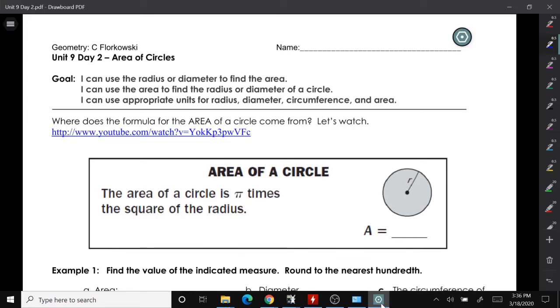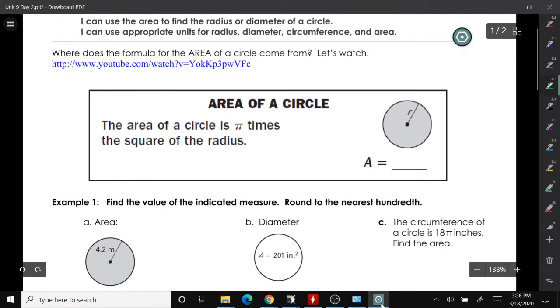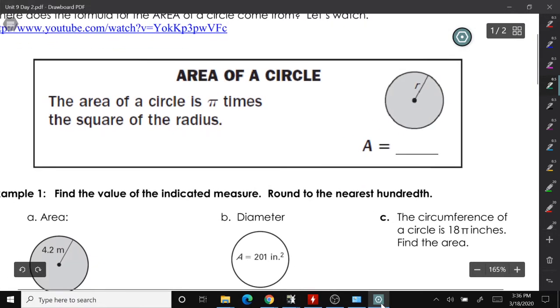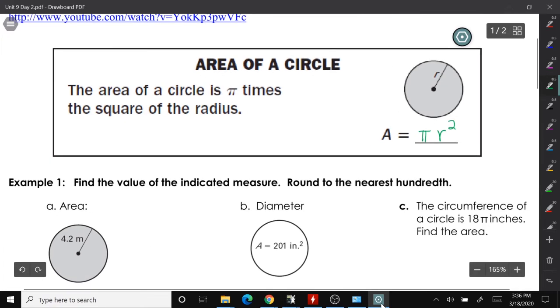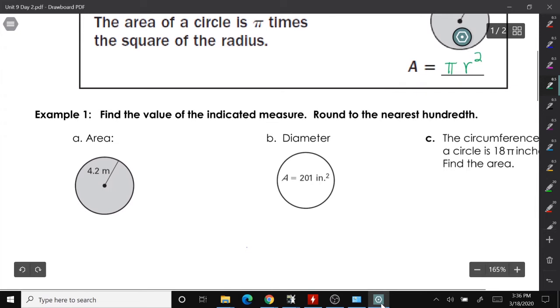Okay, now in day 2 of Unit 9, we're going to be talking about the area of circles. And the formula for area of a circle is pi times the radius squared. And in your calculator, you want to make sure that you're only squaring the radius and not the pi part as well. So I'll show you what I mean by that when we do some examples.